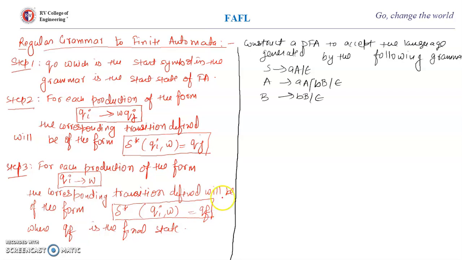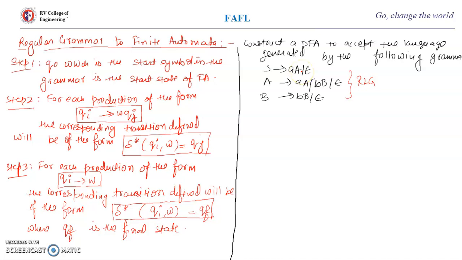So let's take one example, and with this example I'll explain how to write the finite automata from the given grammar. This is the grammar given to us: S to aA and epsilon, A to aA, bB and epsilon, B to bB and epsilon. From the grammar it is clear that this is a right linear grammar. Why is it right linear? Because you can see in the right hand side of each production, the non-terminal is the rightmost symbol.